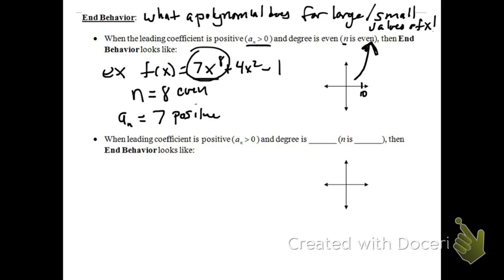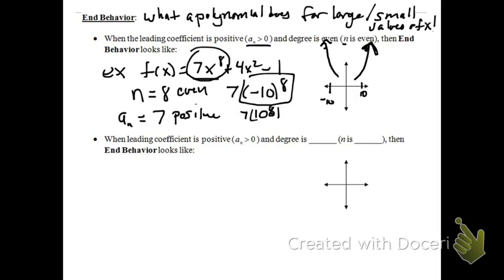Now, if I plug in a really, really small number for x, like negative 10, let's look at this real quick. If I plug in a negative 10 and I raise it to the 8th, would you guys agree that this is still going to be a positive 10 to the 8th, right? Because a negative to an even power is going to be positive. So it'd be 7 times this 10 to the 8th number, which is still huge. It'd be something way, way, way up sky high. So I know that when I plug in really, really large negative numbers, which I should really say are really small x values, the function is going to go up towards positive infinity.